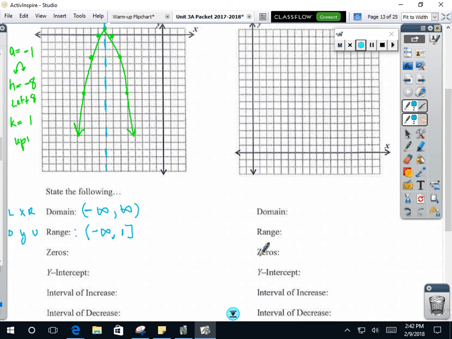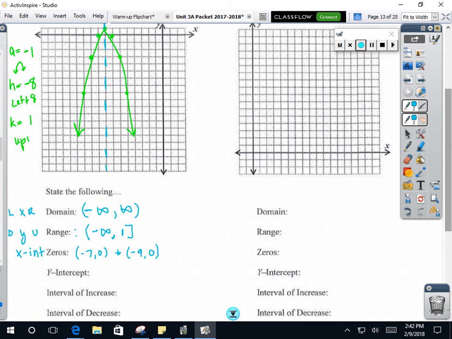Now, zeros is a new word for us. Zeros are just x-intercepts. How many x-intercepts does this parabola have? 2. And where are they located? Well, yeah, almost. Negative 7, 0 and negative 9, 0. No, you could put negative 9, 0 first and negative 7, 0 second. Okay, now the y-intercept, no, they're points. So parentheses always go around points.